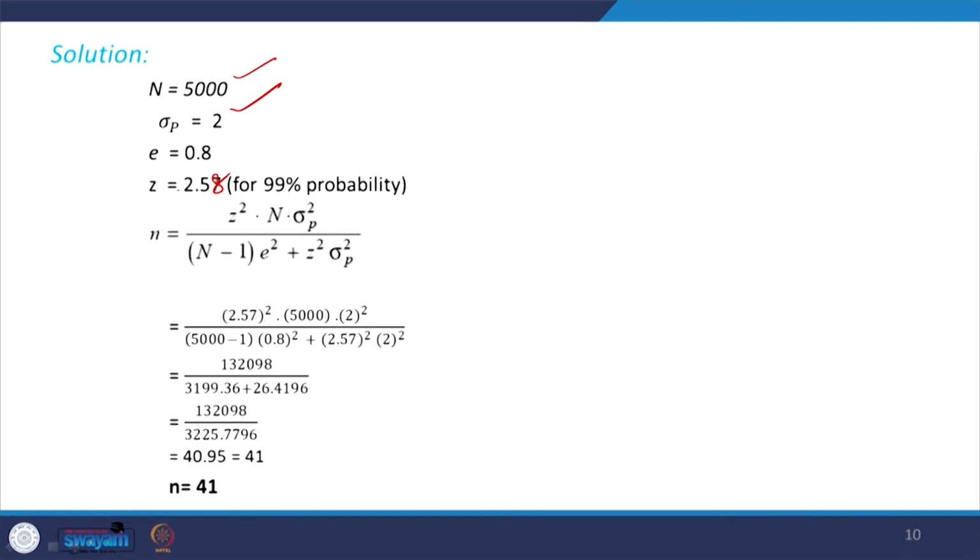So for Z of 2.58, capital N is 5000, sigma square is 4, that is sigma is 2, N minus 1, and E value is 0.8. The rest are given. If you put in all the values, this boils down to a sample size of 40.95, that is precisely 41. How do I interpret this? Out of a population size of 5000, the sample size is determined as 41.